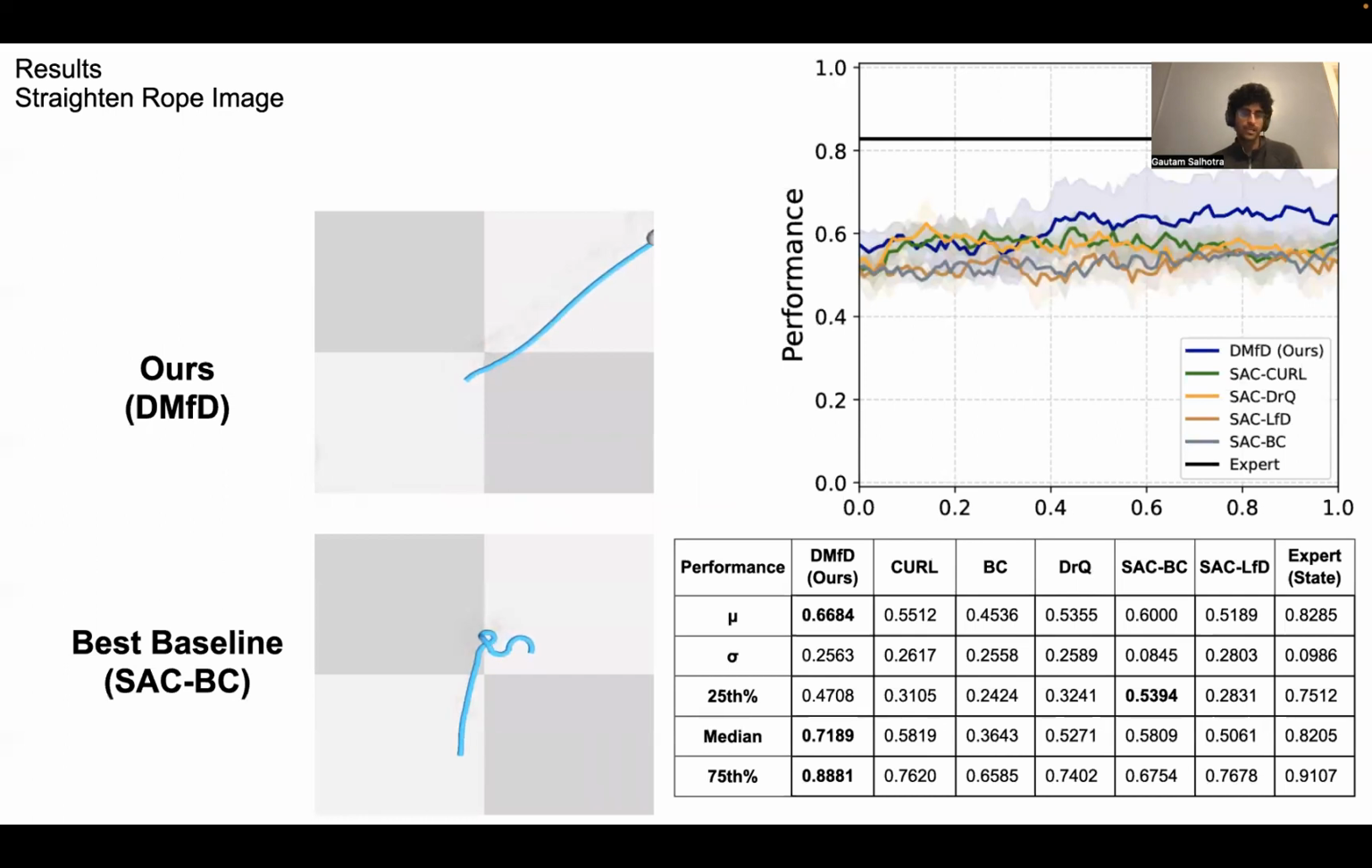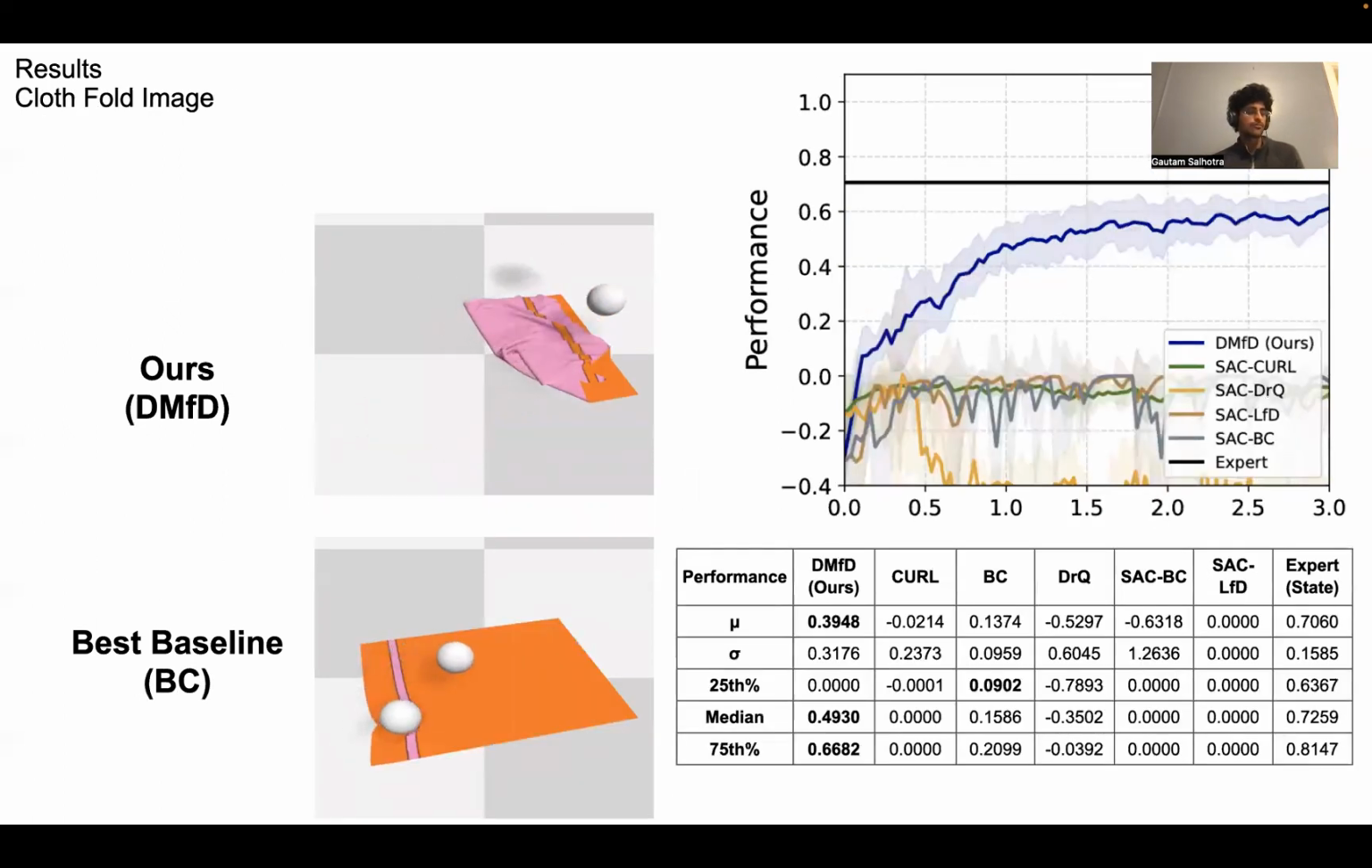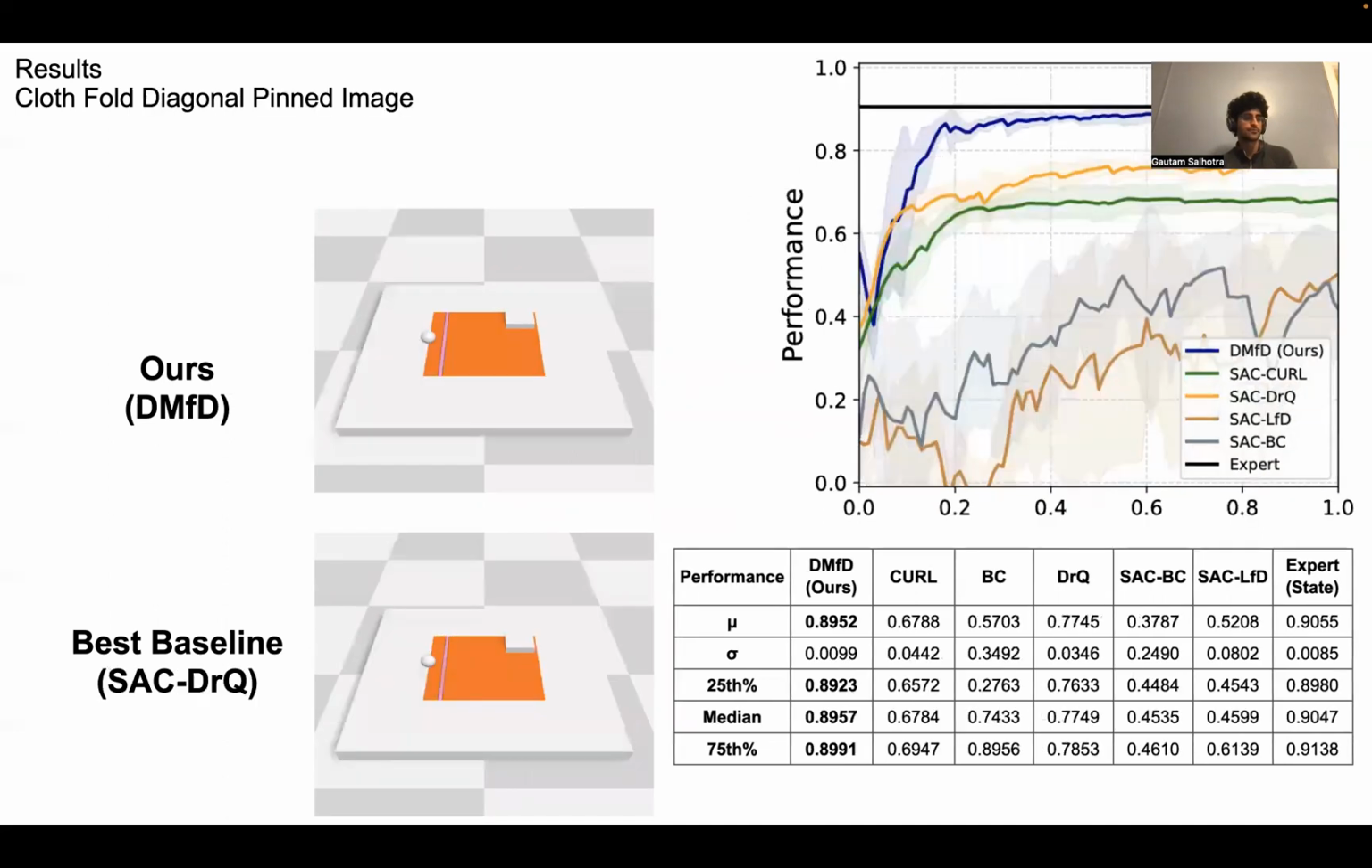So for the straightened rope task, we see that DMfD beats the best baseline with image-based observations. In this rollout, our method solves the task with a clean motion, whereas the best baseline still contains a loop. In the cloth fold image task, an agent must fold a flattened cloth along an edge. We see our method beating the best baseline by folding the cloth with almost complete coverage over the 2 halves.